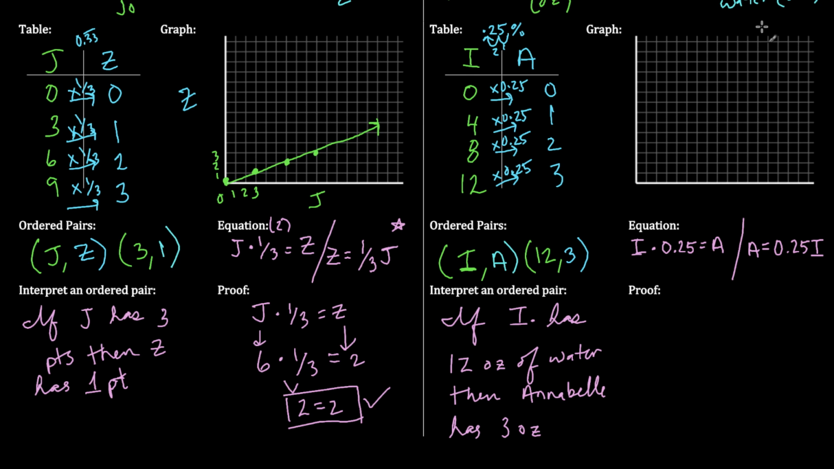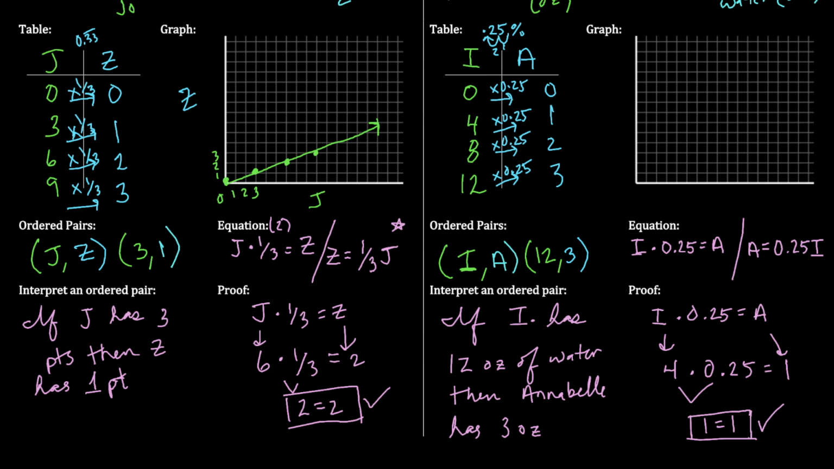But actually, let's do it last since I'm already with the equation. So Izzy's times 0.25 should give me Annabelle's. So I'm going to take any of these. So 4 times 0.25 should give me Annabelle's water, which was 1. And in fact, it does give me 1. So 1 is equal to 1. This seems sort of useless. I know this is the second or third lesson that you've done this, but this will come in handy later in more advanced things.